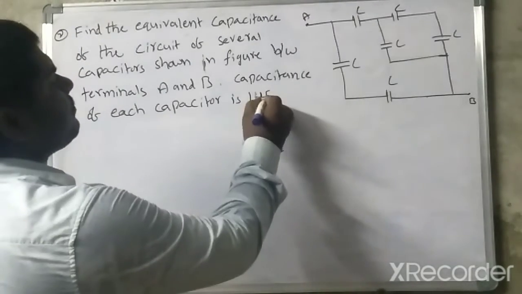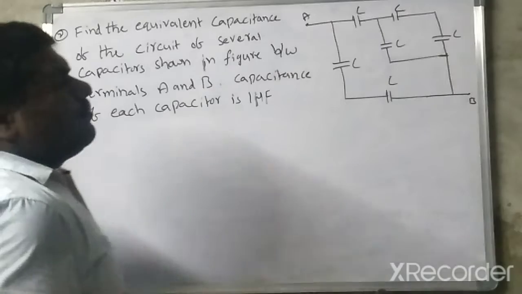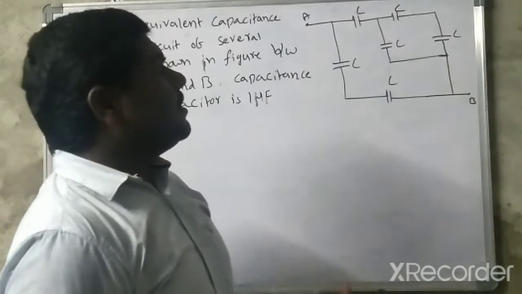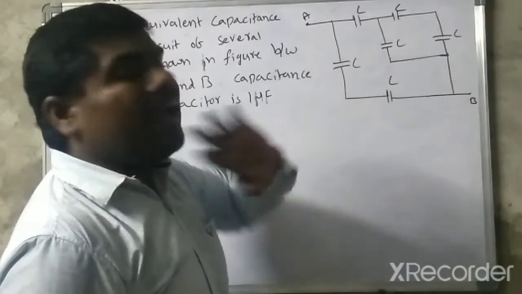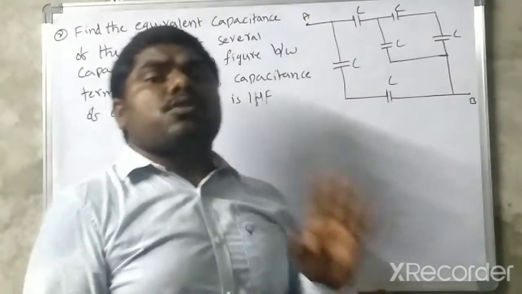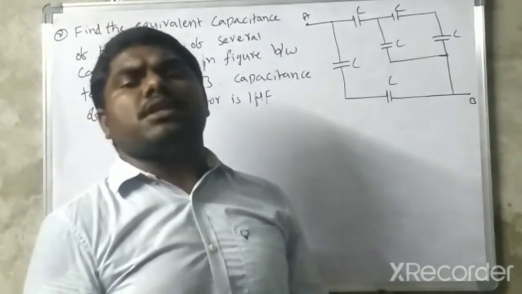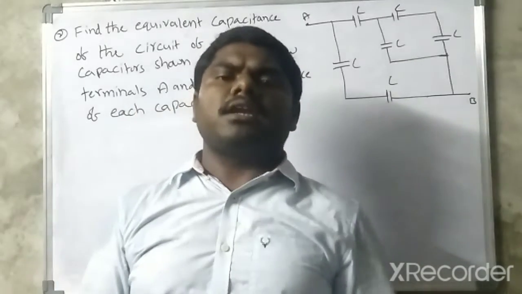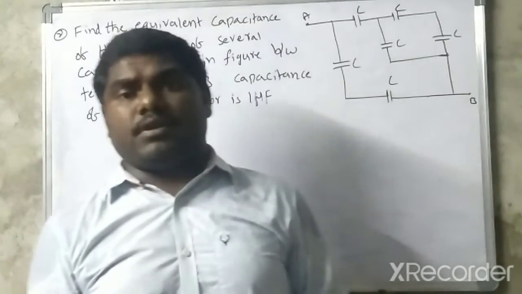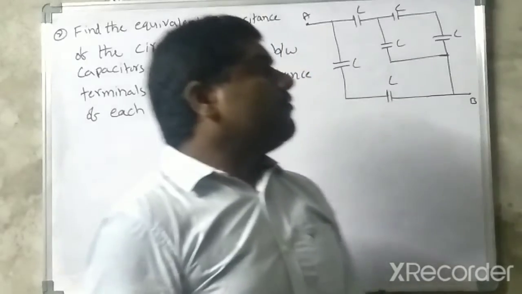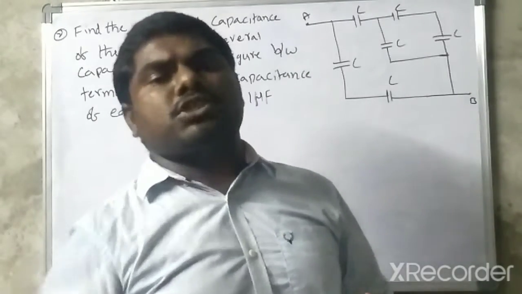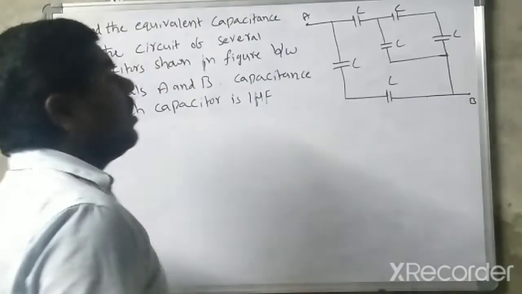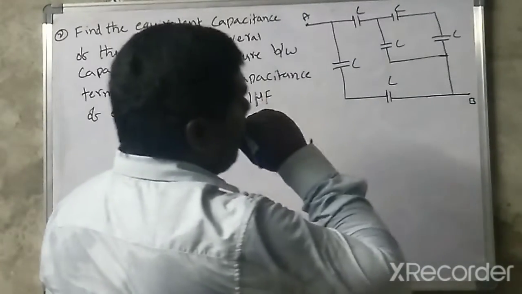Whenever you see the diagram in the picture, first identify which capacitors are in series connection and which are in parallel connection. After that you may redraw the diagram. Step by step, see how I'm going to write.